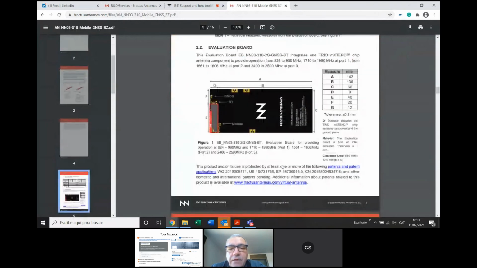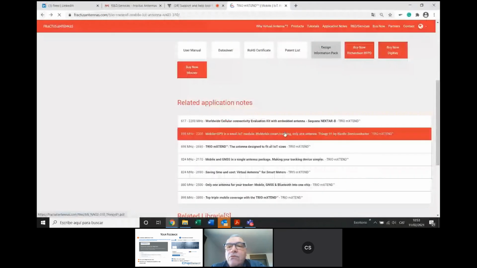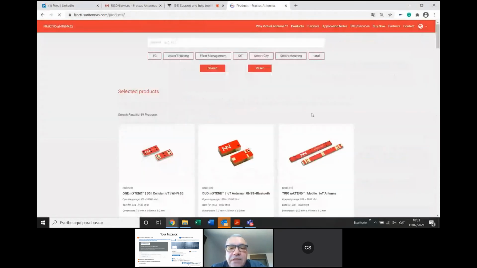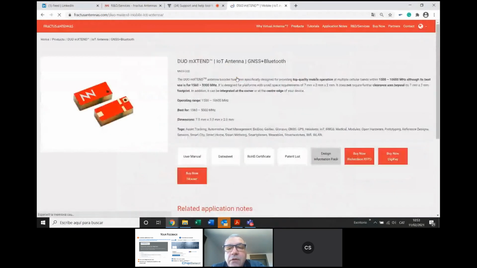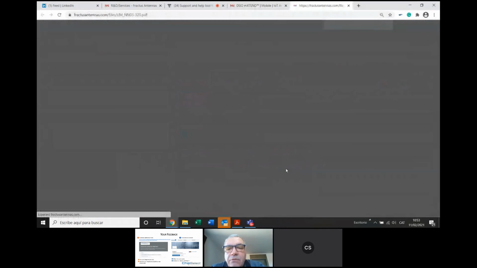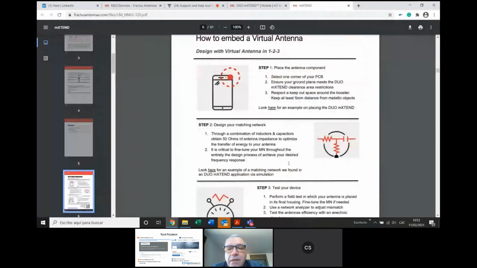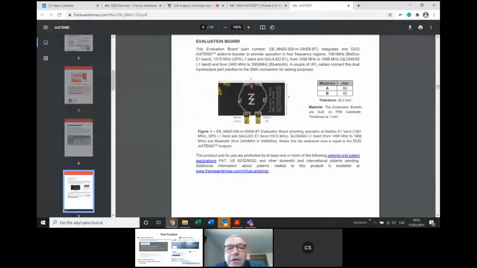So here you have the model antenna where we have one feeding line for cellular and another feeding line for GPS. So this is the solution that we are offering in this case, and we have other cases like if you want to work with GPS and Bluetooth. This is the new antenna, Duo. You can go here in the user manual, for instance, where you can see this solution, where in the evaluation board the antenna is located here, and we have two ports, one for GNSS, another one for Bluetooth.